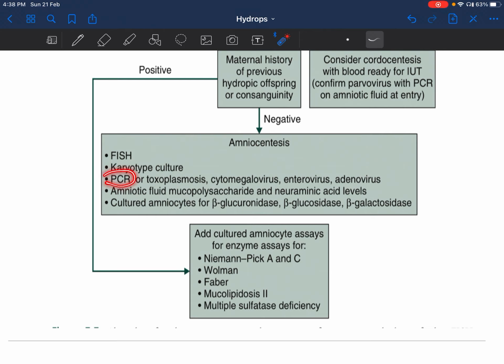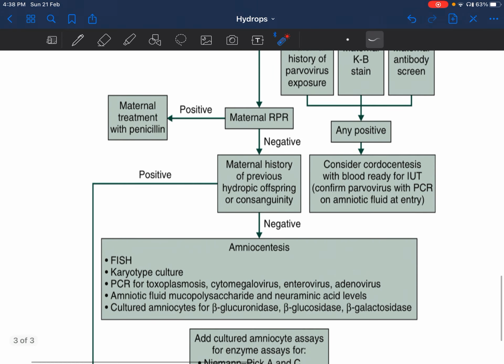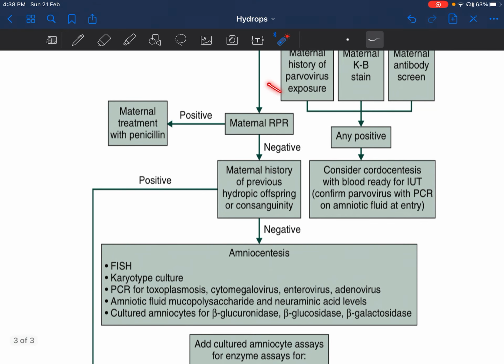You will work up for infections that can result in hydrops fetalis. Amniotic fluid mucopolysaccharide and neuraminic acid levels you will do. And you will look for the sidase workup: glucuronidase, glucosidase, galactosidase. So you will culture amniocytes and you will try to look for these enzyme levels. Basically, you will be looking at genetic disorders and inborn errors of metabolism, in case your common causes of hydrops fetalis are ruled out, including your infections.